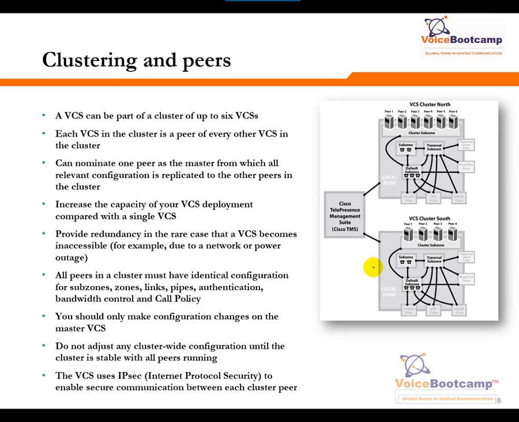All peers in a cluster must have a valid identical configuration for subzone, zone, link, pipe, and authentication. So it's extremely important that everything is configured exactly identical. You should only make configuration changes on the master VCS server, which will then replicate them to all other VCS downstream. Do not adjust any cluster-wide configuration until the cluster is stable with all the peers running. VCS uses IPsec to secure communication between the cluster peers.